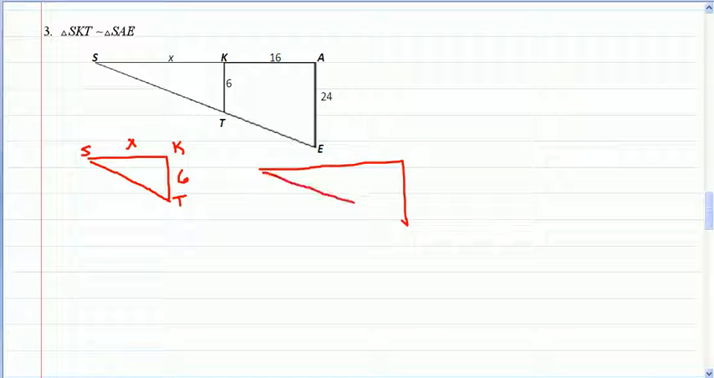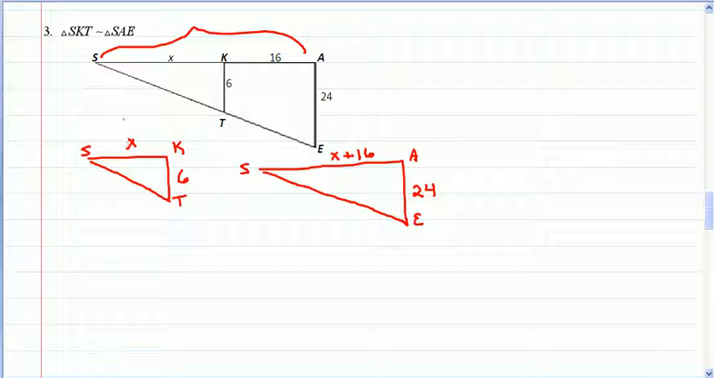And when I draw SAE, I have AE is 24, but then side SA is a combination of the X and the 16. So I would write that side as X plus 16. So by drawing them separate, I think it's easier to see that side SA is the sum of x and 16. Be careful that you don't write 16x. If you write 16x, then you're saying that you're multiplying the two sides together. You don't want to multiply them, you want to add it together.